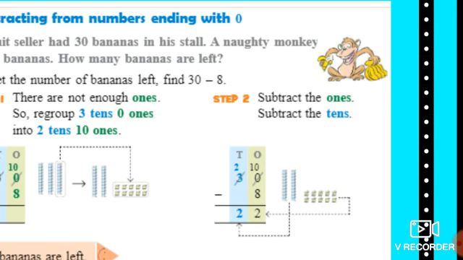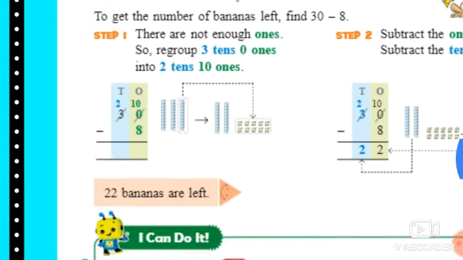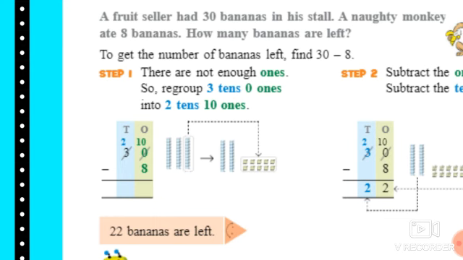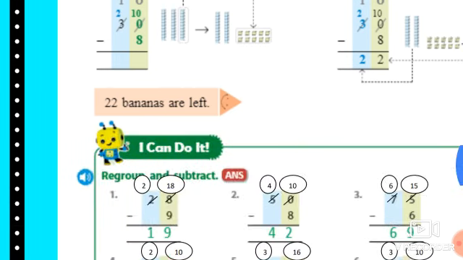That is, step 1 is always borrowing and step 2 is subtracting. So now subtract from 10. So 10 minus 8 is 2. And this 2, which is in tens place, will come down as it is. So the answer is 22. It means 22 bananas are left with the fruit seller, because 8 monkeys had taken away. So 22 bananas are left with the fruit seller.